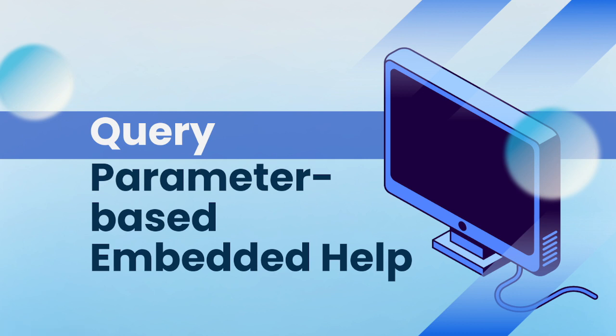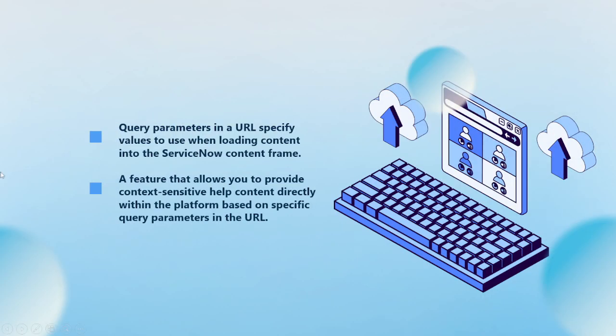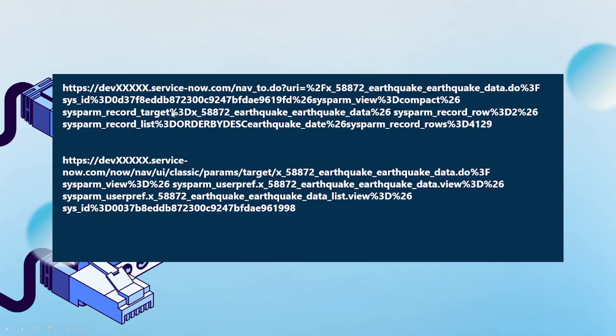The first topic is query parameter-based embedded help. Query parameters in a URL specify values used when loading content into the ServiceNow content frame. This is a ServiceNow feature that allows you to provide context-sensitive help content directly within the platform based on specific query parameters in the URL. As you can see, these are just examples of the URL query parameter-based help.